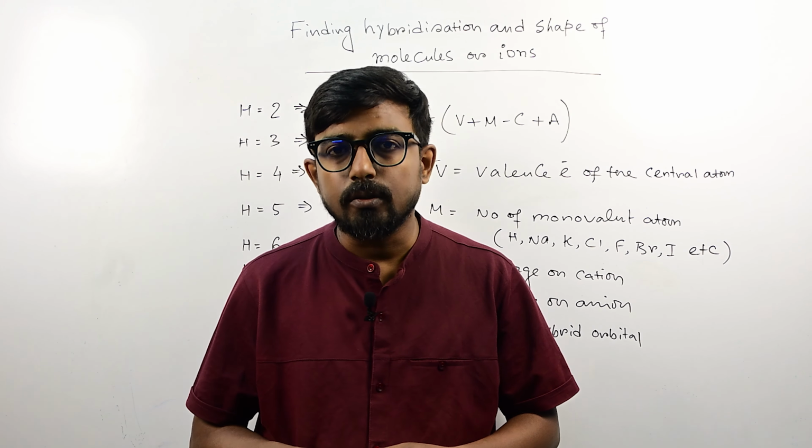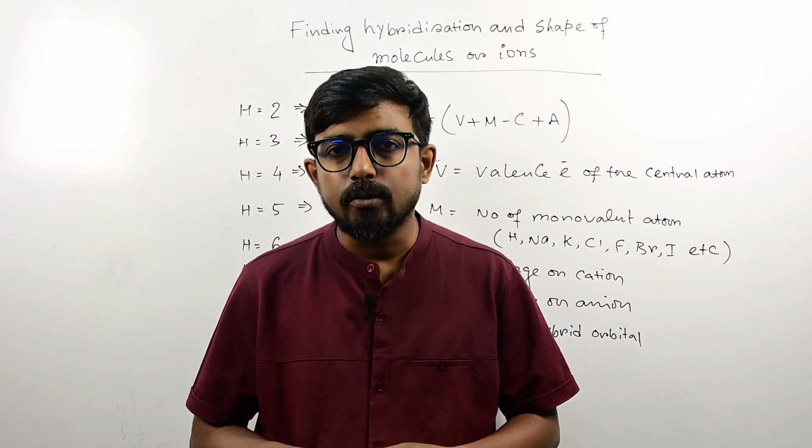Now if it is 3, then we are connecting the 3 F atoms with the boron, and it will make a trigonal planar structure. The shape is trigonal planar and the hybridization is sp2. H equals 3 means sp2. So the shape, the hybridization and the number of lone pair or bond pair electrons we can easily find with this formula.